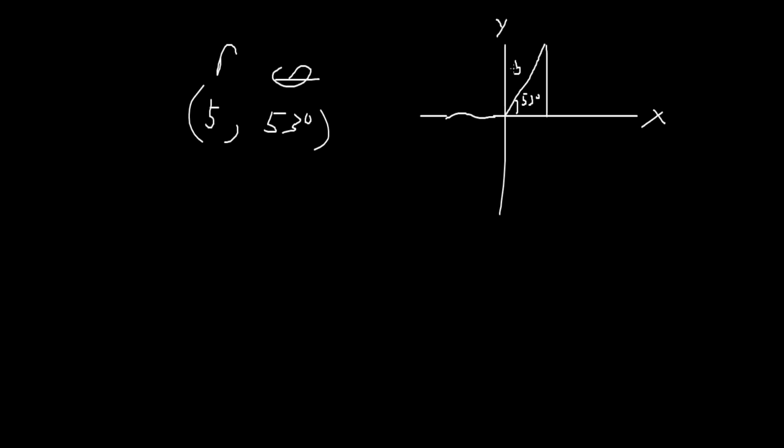Much better. We know that the hypotenuse is 5, so we know that r is 5. We know that theta is 53. So we know that x is supposed to be the hypotenuse times cosine of theta. You might be asking yourself, well, wait a minute.